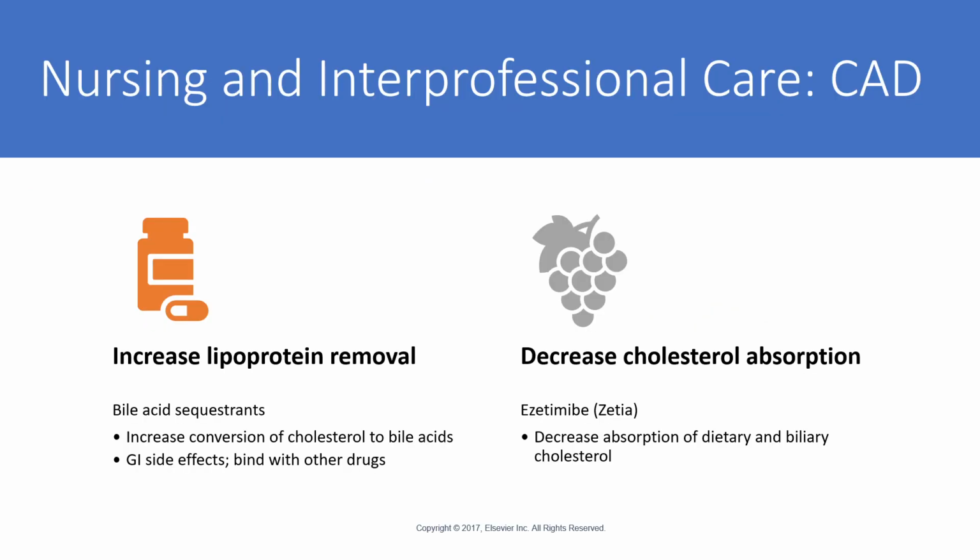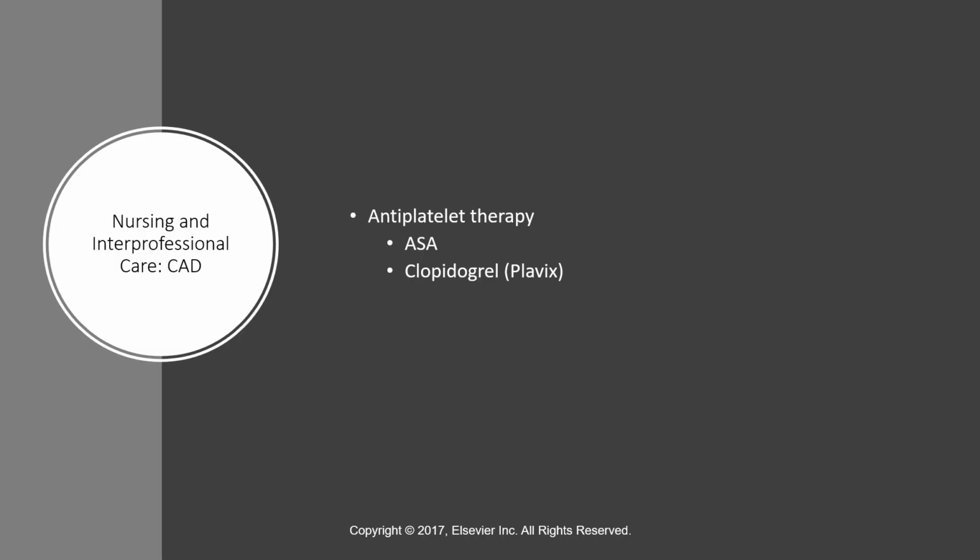So I'm not going to go into a lot of the drugs, as I said earlier, because we're going to have a class entirely on that. But for lipoprotein removal, there are bile acid sequestrants. They sequester that bile acid. And then there's ezetimibe, or Zetia, which is a common one as well. It inhibits the absorption of dietary and biliary cholesterol through the intestinal wall, and so on and so forth. We'll go into this in a little bit more detail.